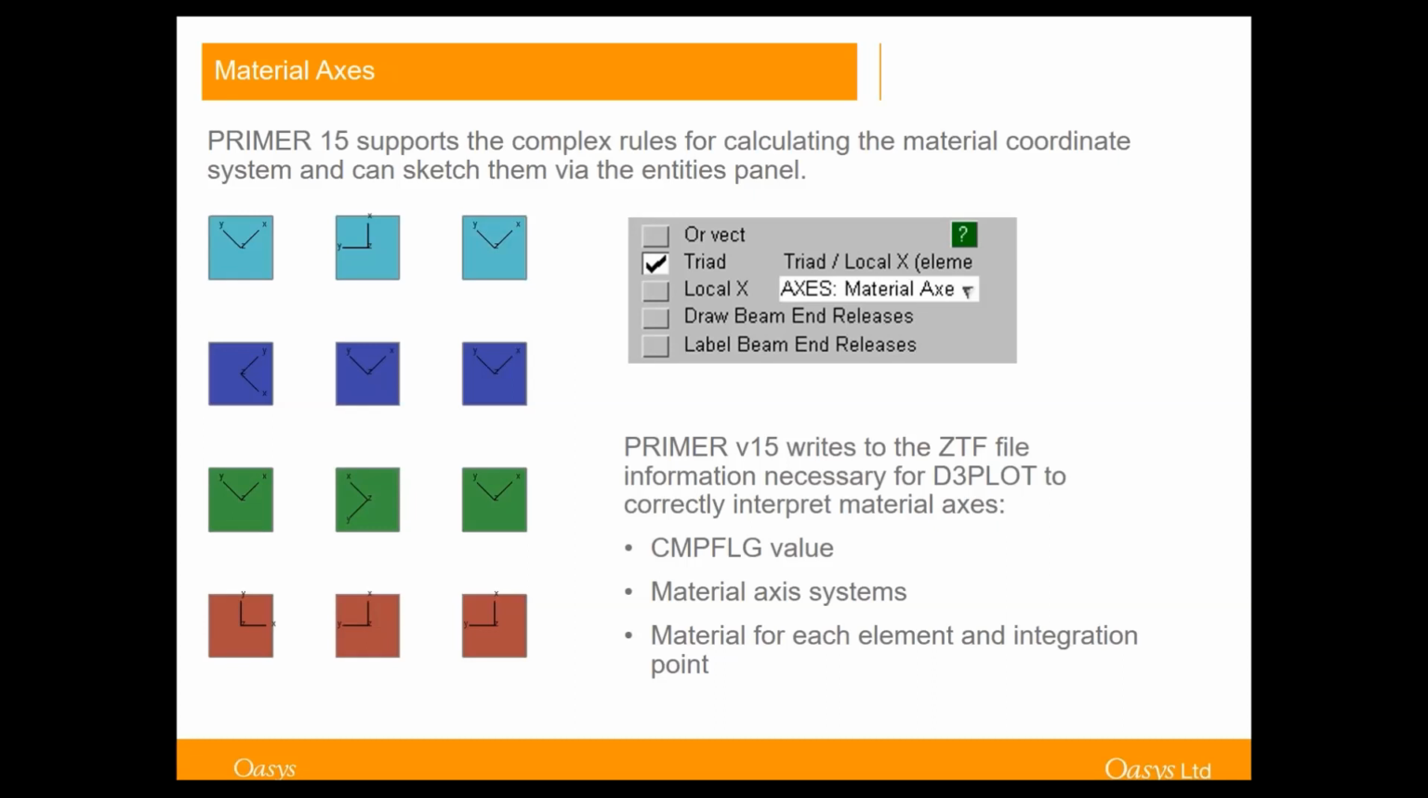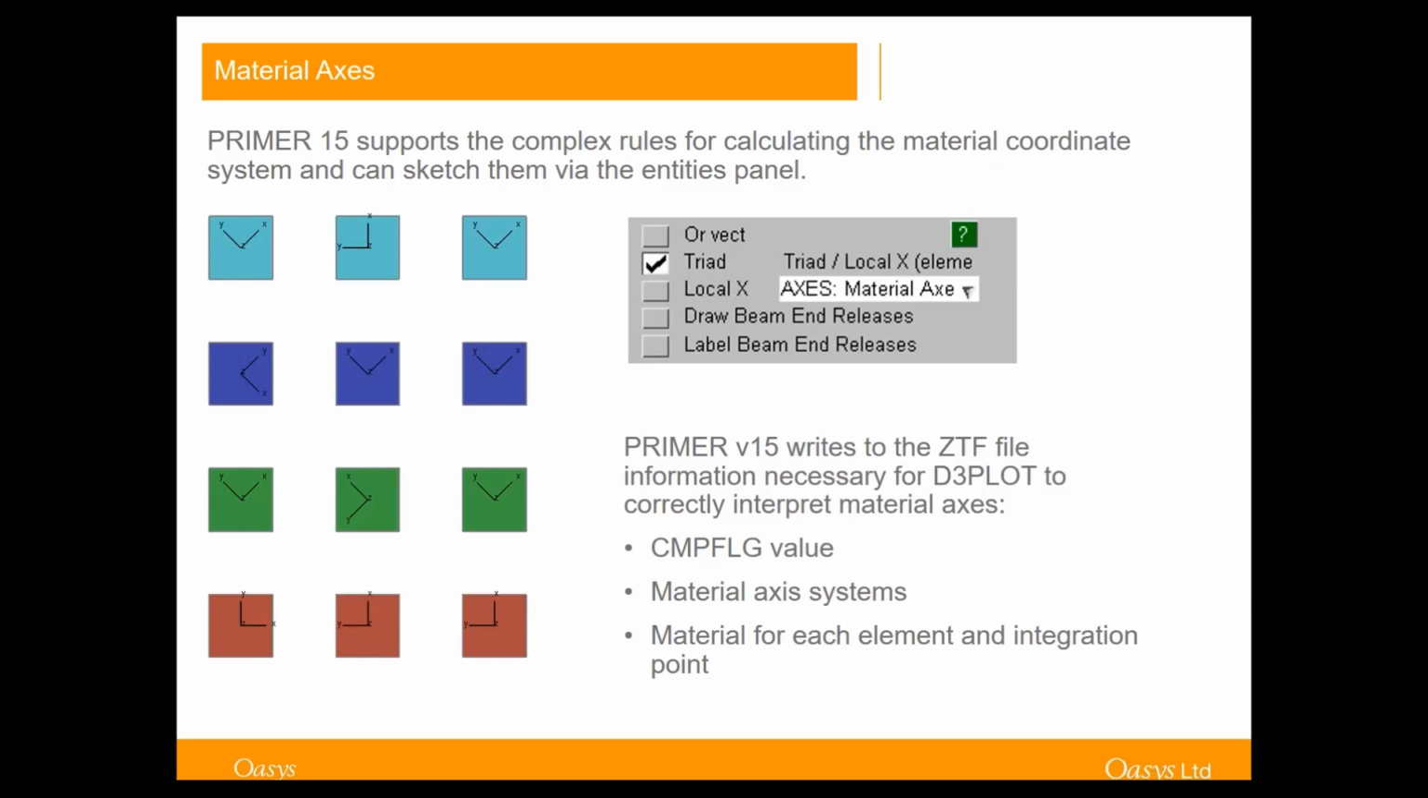LS-DYNA has quite a number of options for defining material axes, and some of these options are additive, and some of them overwrite one another. So it's actually not a straightforward task to calculate what material axes for a particular element are. The version 15 Primer now supports all these rules, and that means Primer is able to write all the information that D3PLOT needs to deal with material axes into the ZTF file.